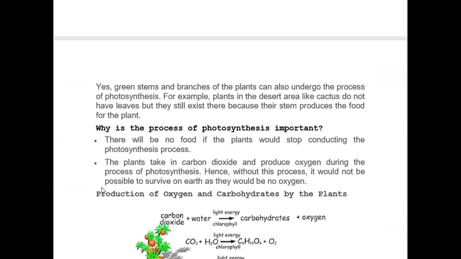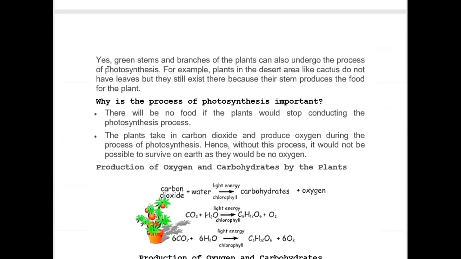Now, the answer to this question is yes. Green stems and branches of the plant can also undergo the process of photosynthesis. For example, plants in the desert area like cactus do not have leaves, but they still exist there because their stem produces the food for the plant. Okay, I hope you have got it.